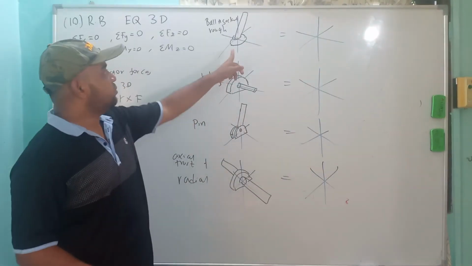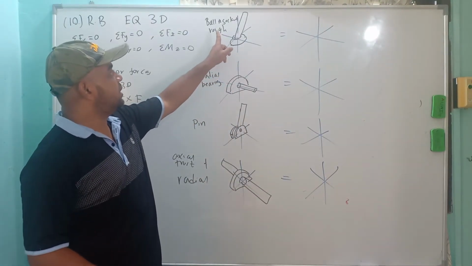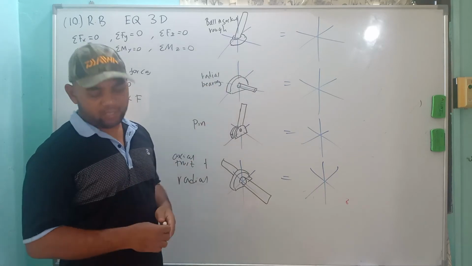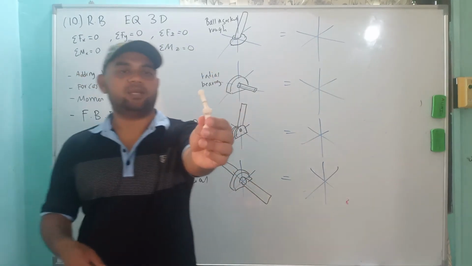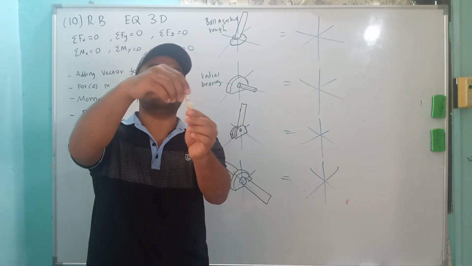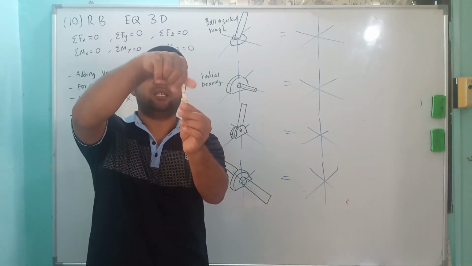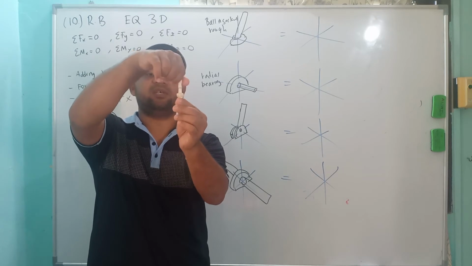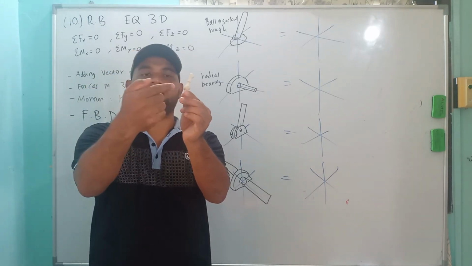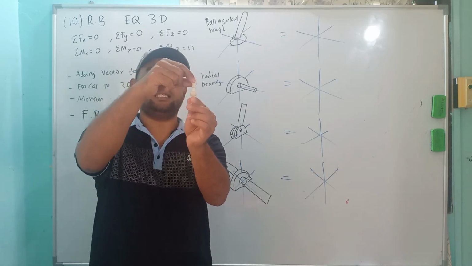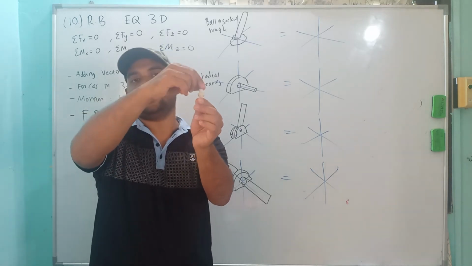Okay, so the next one is ball in a socket, a rough surface. Ball in socket, rough surface. You can see that a ball in a socket is like this one. It is free to move in any direction. Rotating along Y axis is also okay. This is X, so along X axis is also okay. This is Z, so along Z axis, which is this rotation, is also allowed.